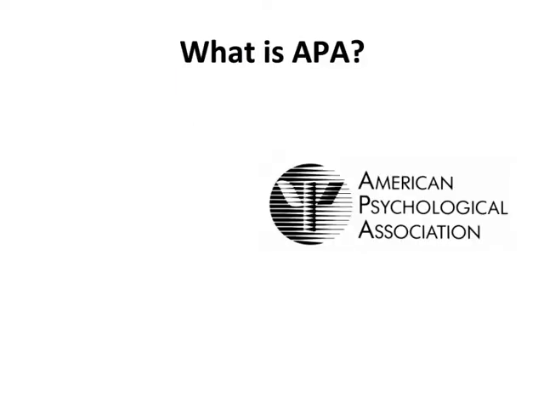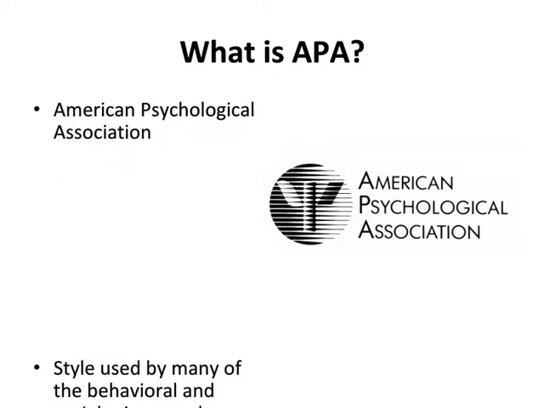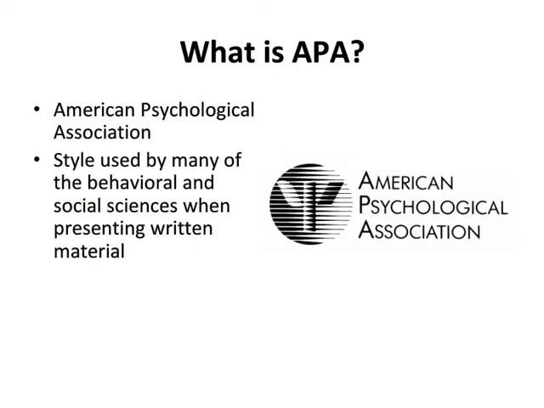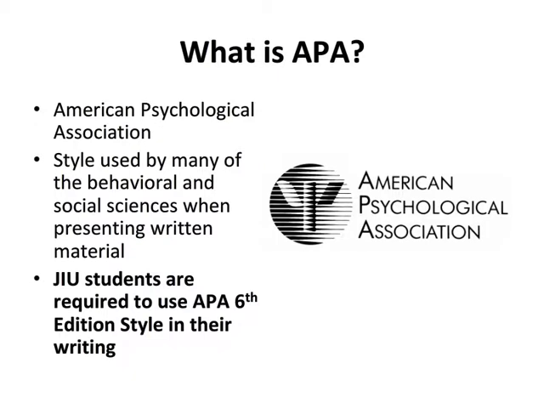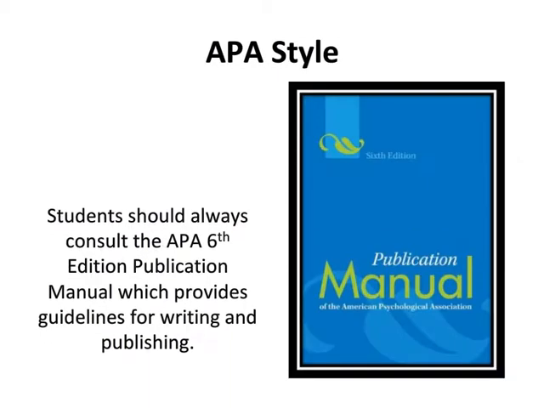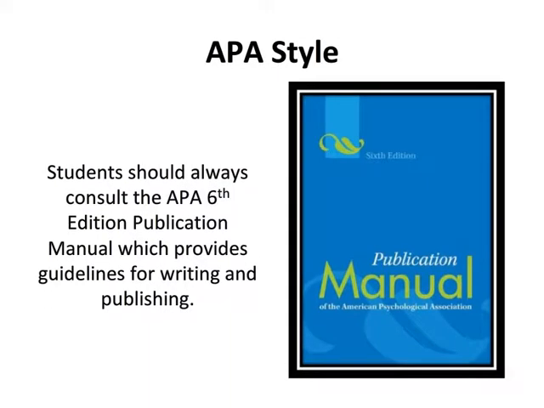What is APA? APA stands for the American Psychological Association. It's the style used by many of the behavioral and social sciences when presenting written material. JIU students are required to use APA 6th edition style in their writing. Students should always consult the APA 6th edition publication manual, which provides guidelines for writing and publishing.